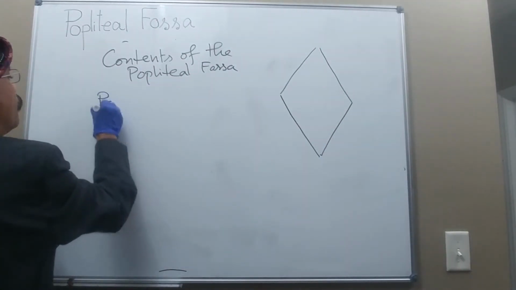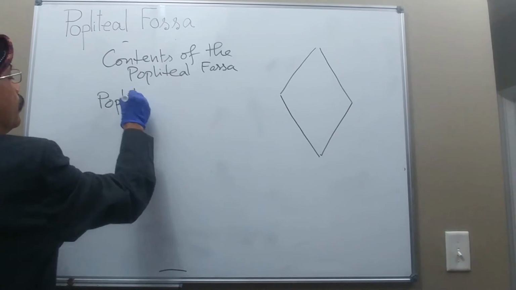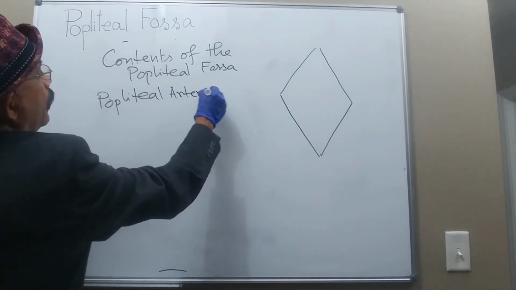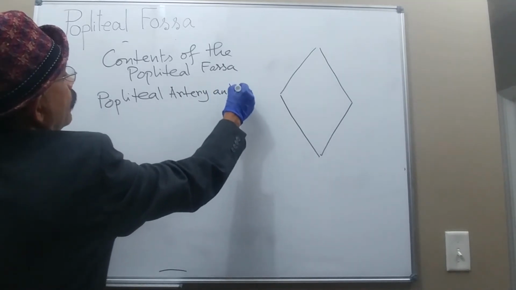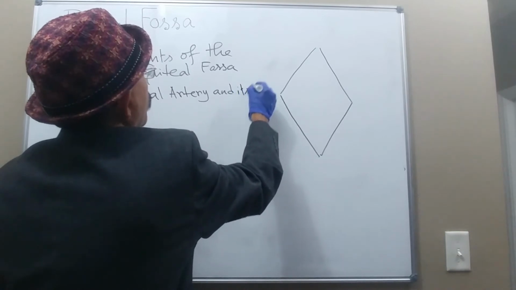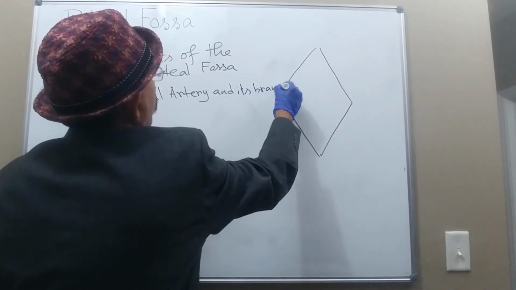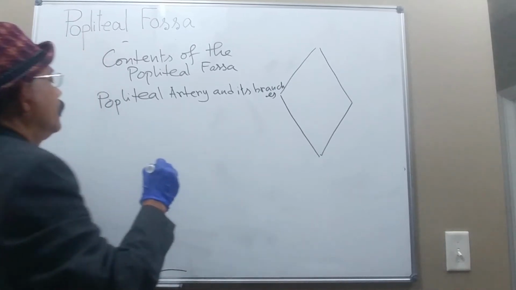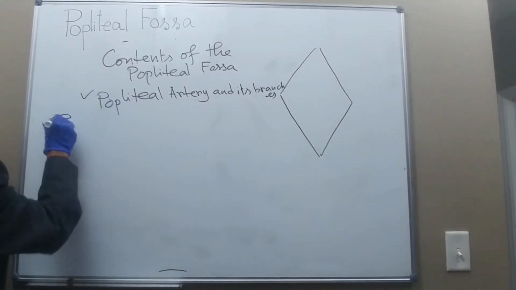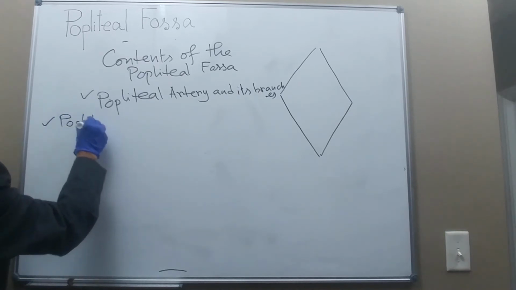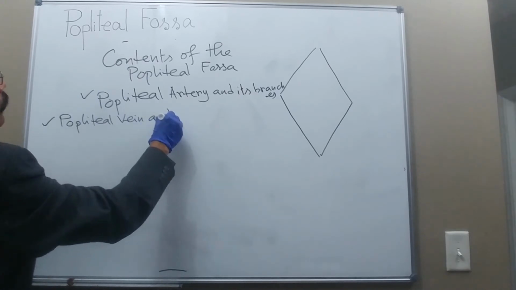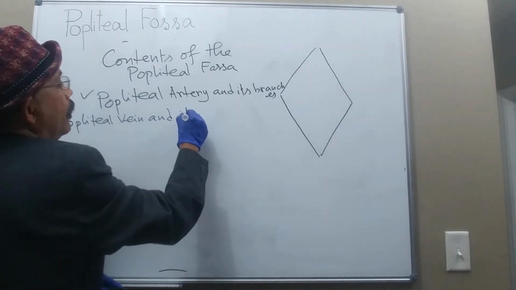So popliteal artery and its branches, then popliteal vein and its tributaries.